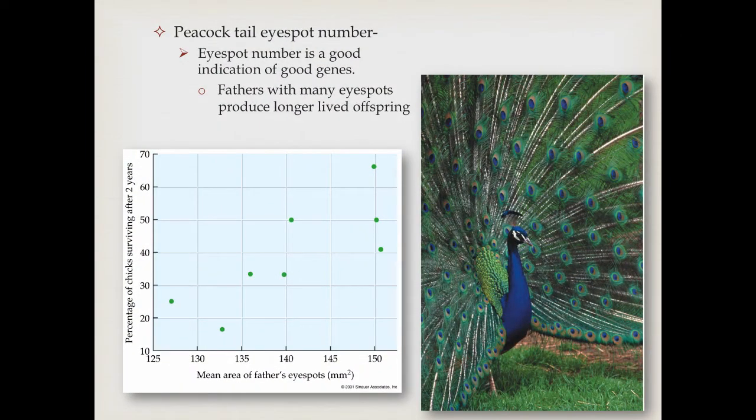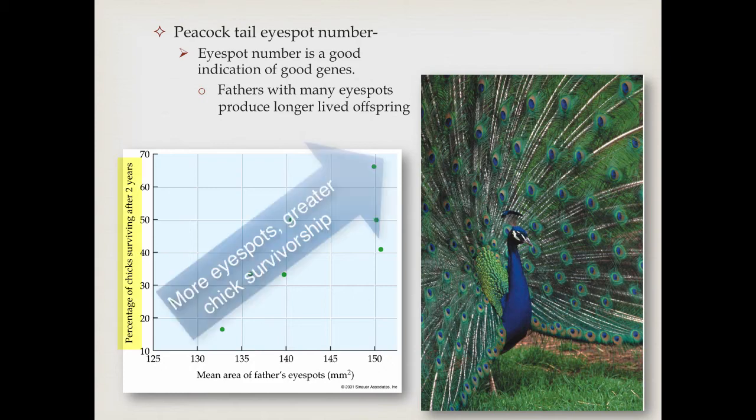So a classic example of that is seen in peacocks. The males have these extremely long trains, feathers that have all these eye spots in them. And studies have indicated that the number of eye spots that a male has is a good, honest indication of his possession of good genes for good health. And fathers with many eye spots produce longer-lived offspring. That's what's seen in this chart here. If you look at the mean area of the father's eye spots, which is an estimate of the number of eye spots, the greater the number of eye spots, you see there's a higher percentage of chicks that survive 2 years. Males with small trains, not a lot of eye spots, produce young that do not tend to live very long.